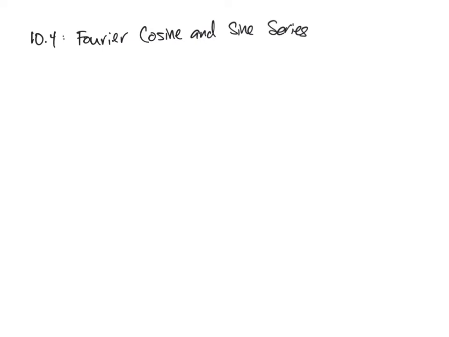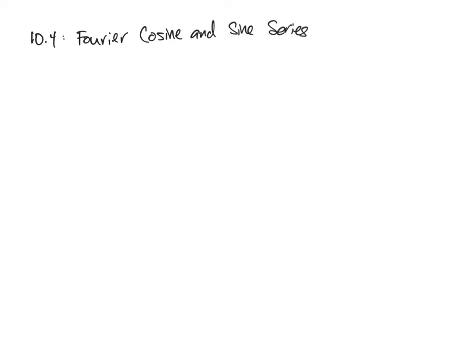Hello. In this section, section 10.4, we're going to talk about special cases of the Fourier series where we can break things down in terms of just cosines or just sines. And we've already seen why we would want to do that.